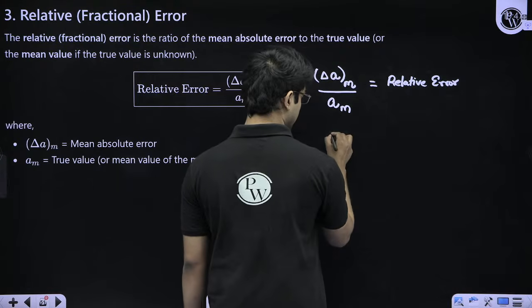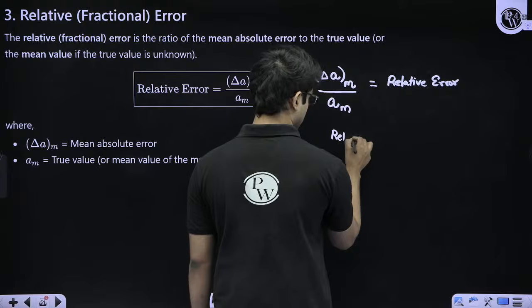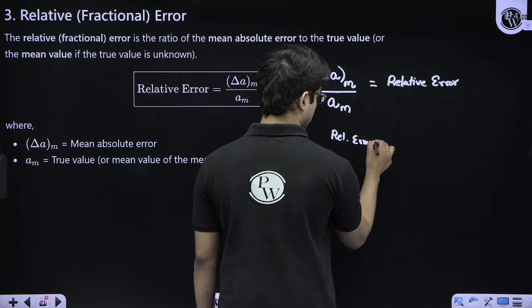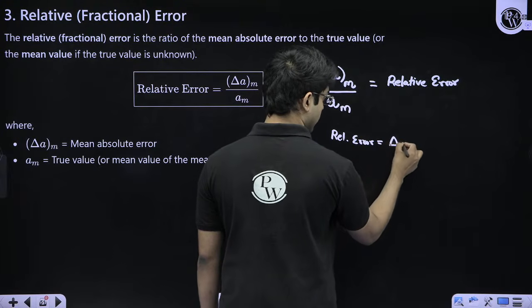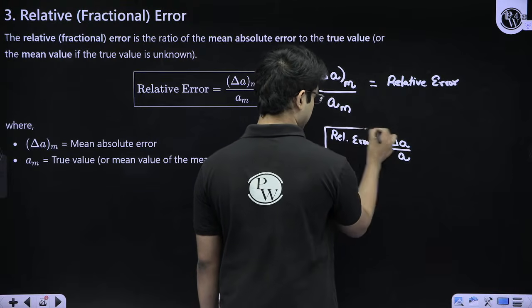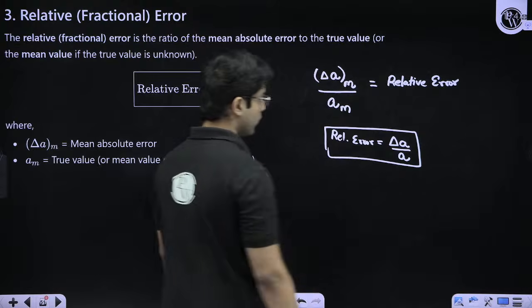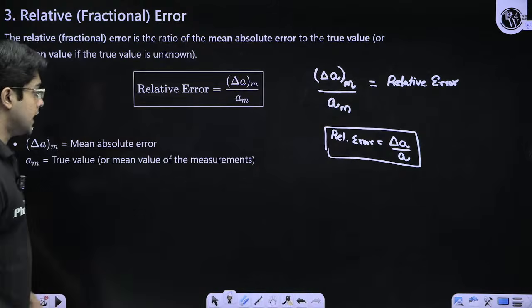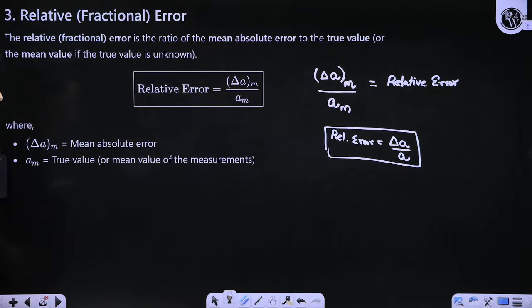Okay, so relative error, in one line you can write it as absolute error divided by the true value, delta A by A. Okay, delta A by A, that is the relative error. So these definitions you have to keep in mind, guys.